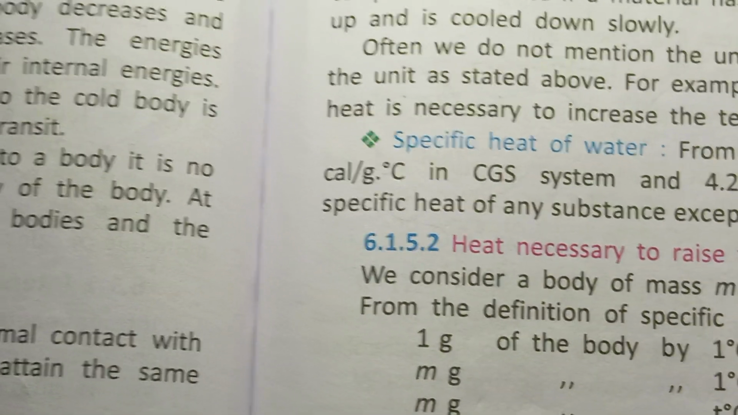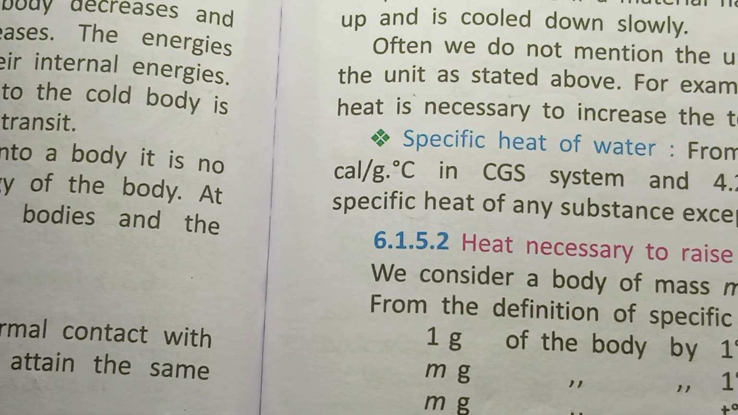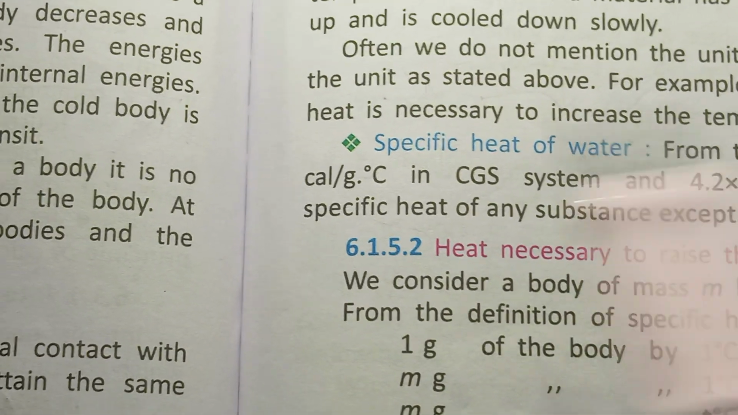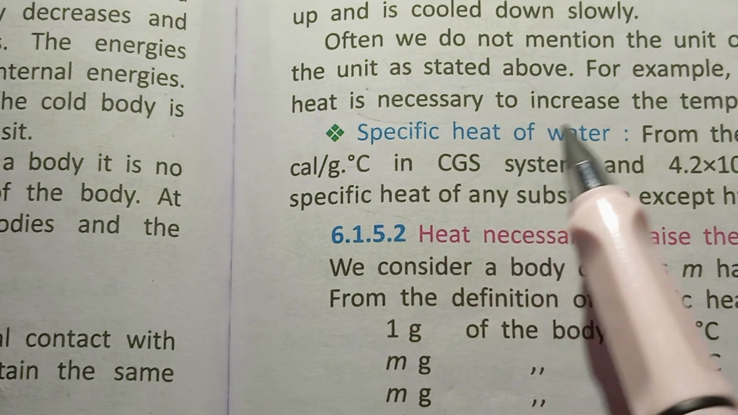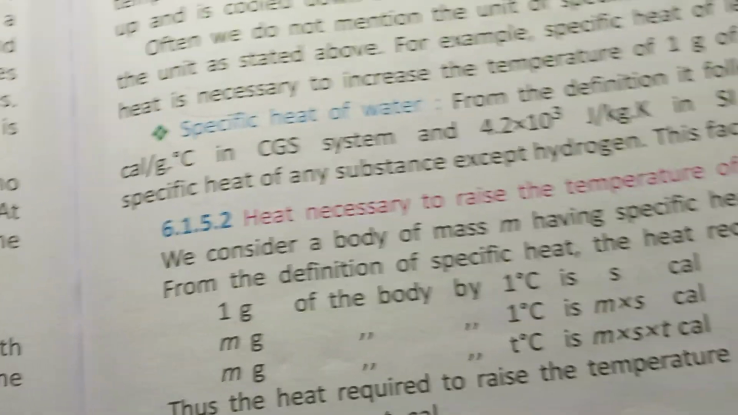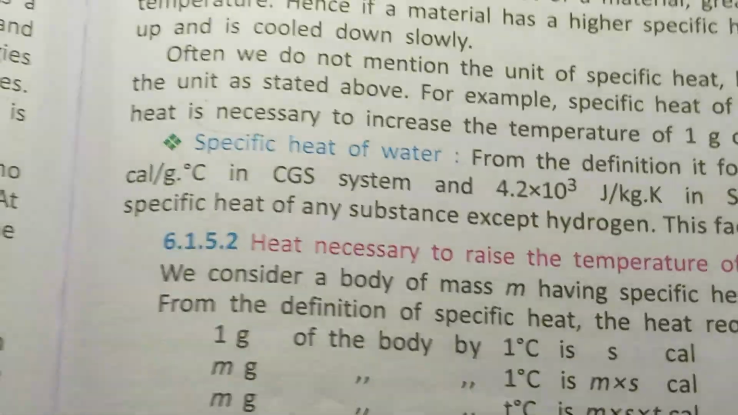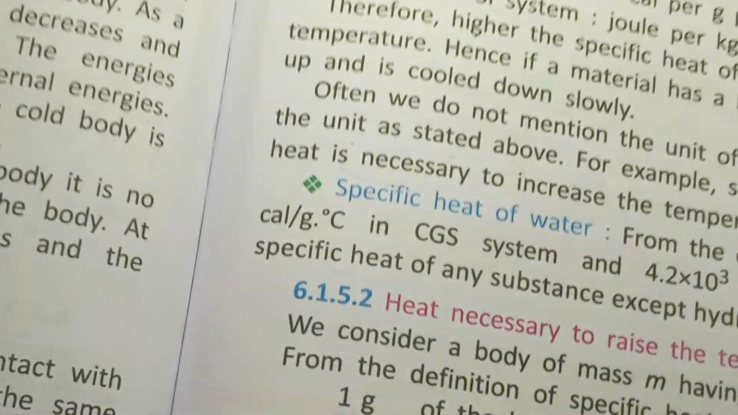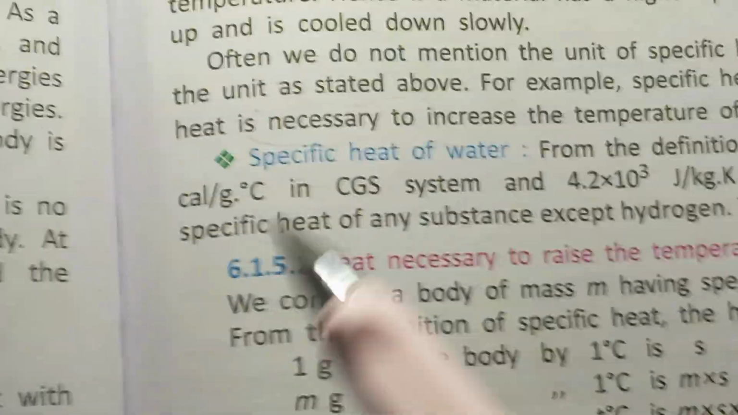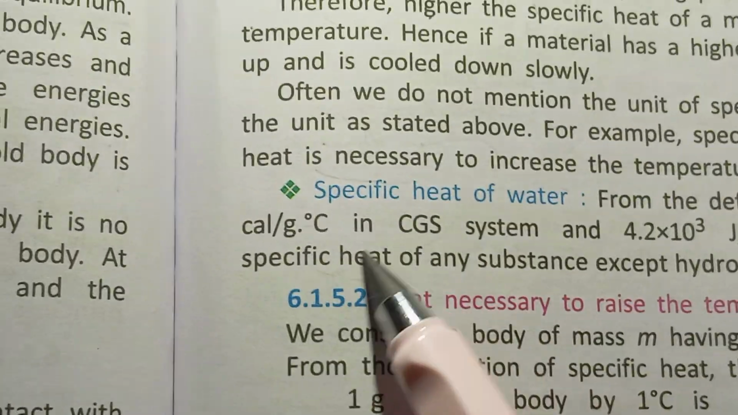For example, specific heat of lead is 0.03, means that 0.03 calorie heat is necessary to increase the temperature of 1 gram of lead by 1 degree C in Celsius. Okay? Then specific heat of water.